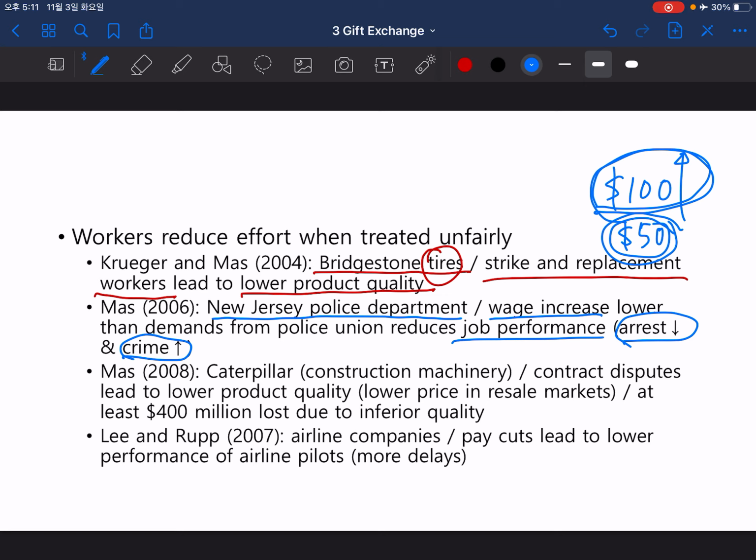So again, there is this idea of gift exchange. The police department is not giving a favorable offer to policemen. Then in return, policemen reciprocate by choosing lower effort.